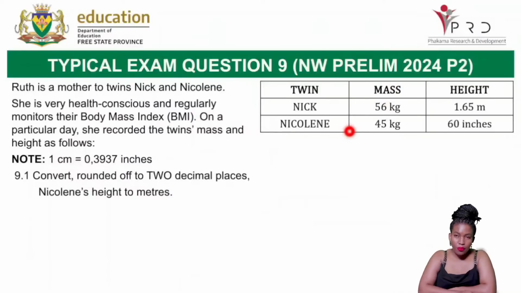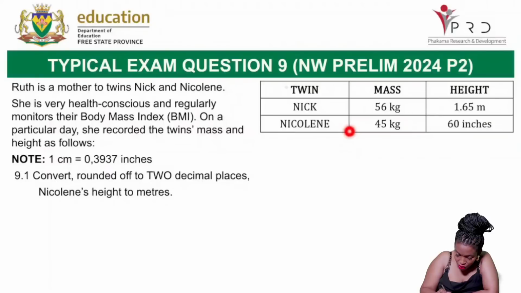The next question. Ruth is the mother to twins. The twins are Nick and Nicolene. She is very health conscious and regularly monitors their body mass index. On a particular day, she recorded the twins' mass and height as follows. So there are the twins, Nick and Nicolene.